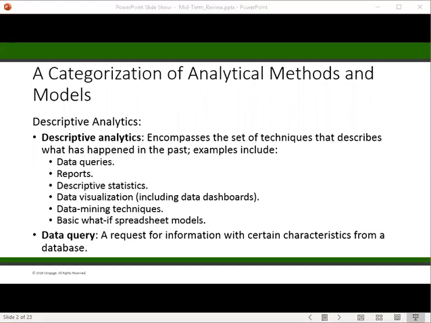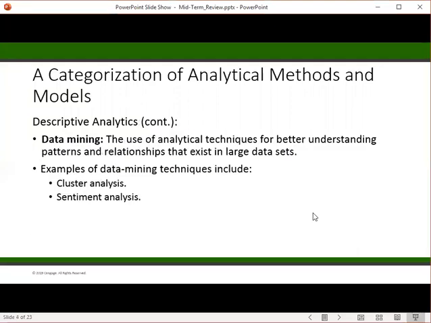And with descriptive analytics, we're asking the who, what, where, when questions from past data. And there's several approaches to descriptive analytics. We can do a data query, which is a request to a database. Data dashboards are a combination of tables, charts, maps, and summary statistics that are updated as new data become available. Data mining is where we're finding patterns and relationships that exist in large data sets.